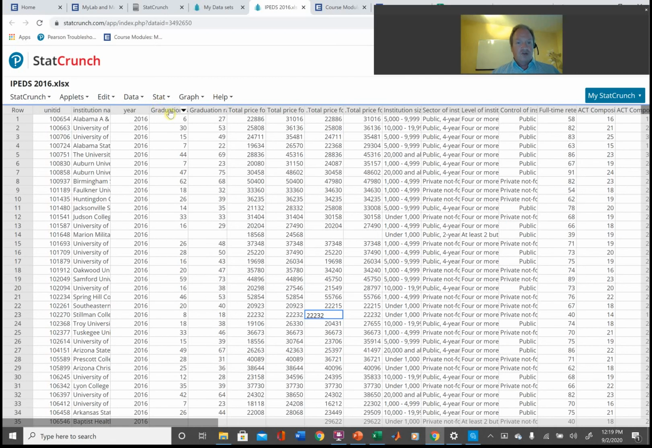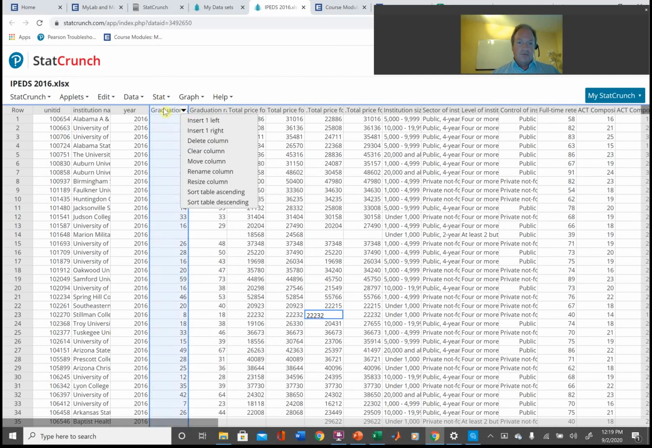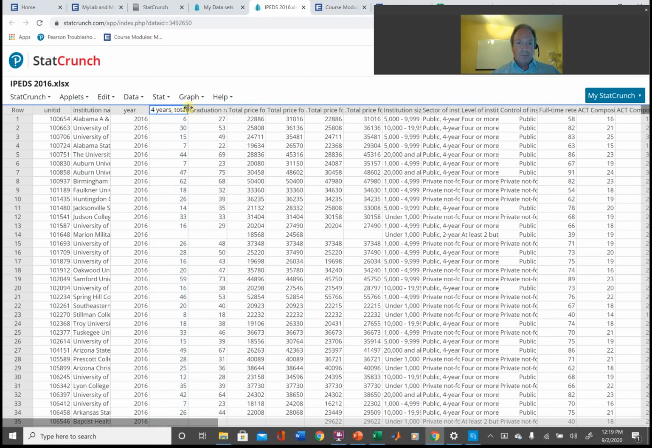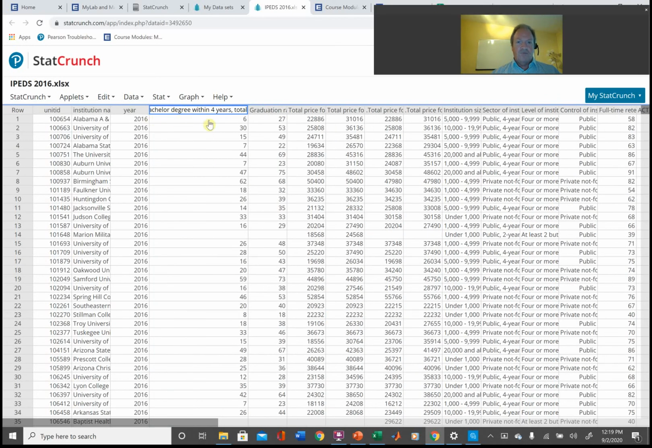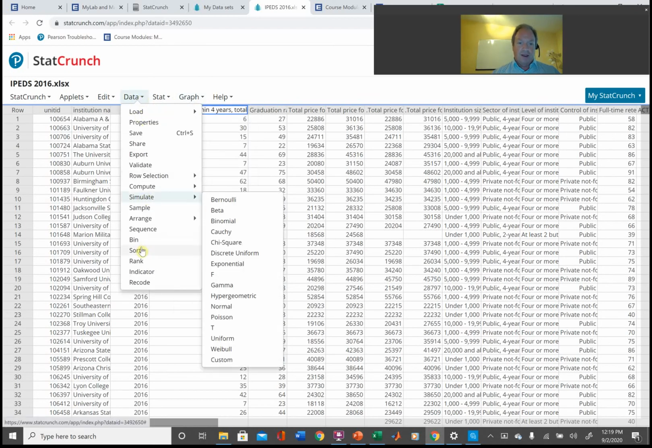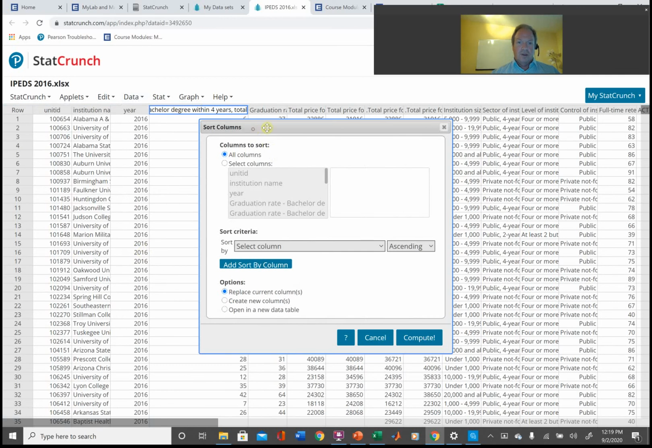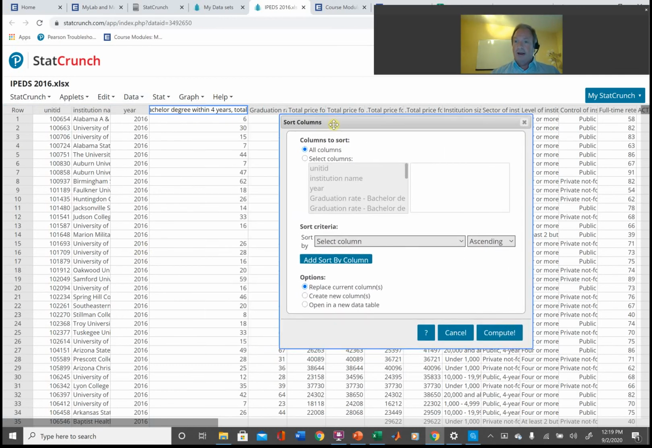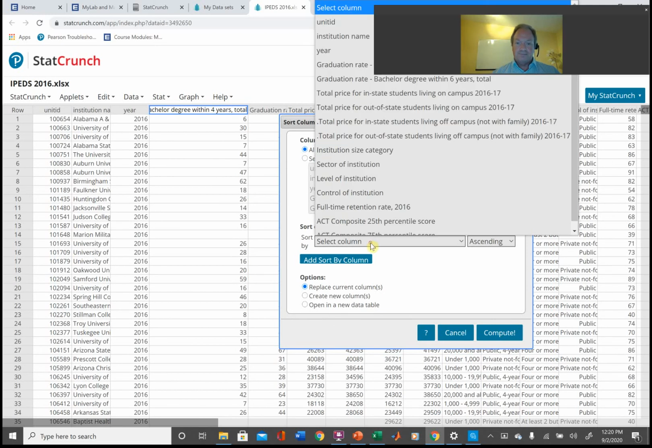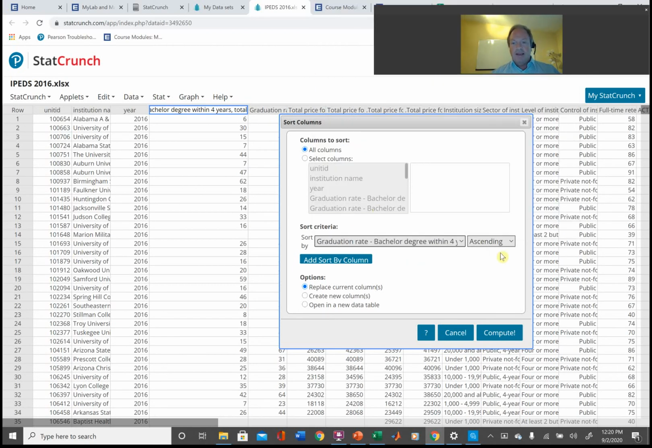What I want to do first is look at the data values for graduation rate for 4 years. So this is the percentage of the students that graduated in 4 years. And I'm going to go ahead and sort that. So I go to data, sort. Again, I'm going to do it kind of quickly, but I do have a StatCrunch video that talks about it. I'm going to choose graduation rate for 4 years. It's the first graduation rate listed. It doesn't really matter how you sort it. I'm going to sort it in ascending order, from smallest to largest.